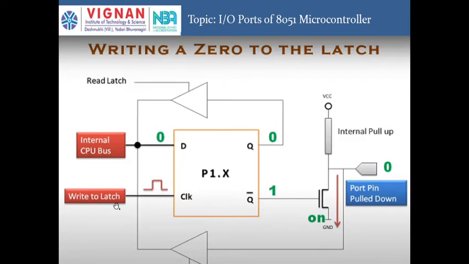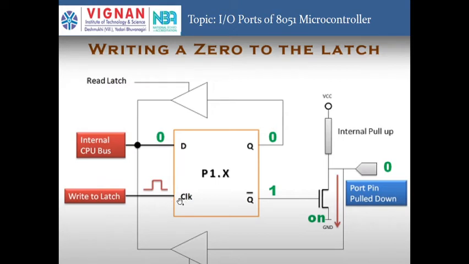and we have to give a clock input signal. Whenever there is a clock, only then it will be enabled and this signal is given to Q, as you have discussed about the D flip-flop. If you are not giving the clock, then this will not be transmitted to the Q. So first write the value to the D latch through the internal CPU bus and clock the signal.